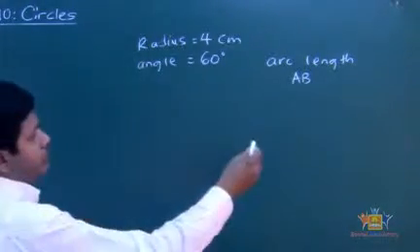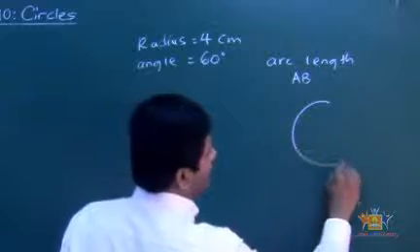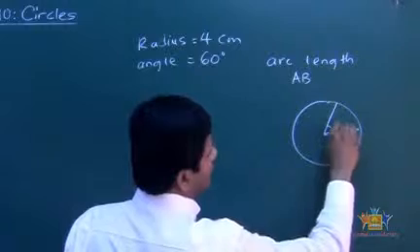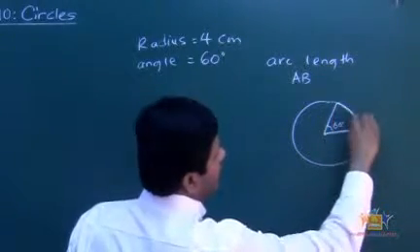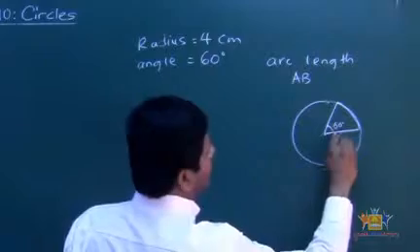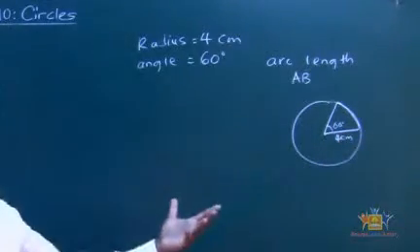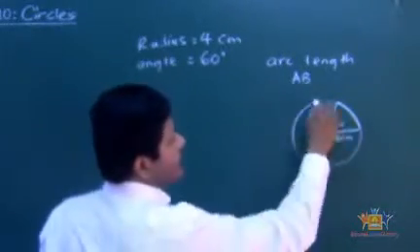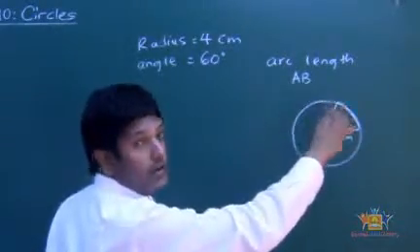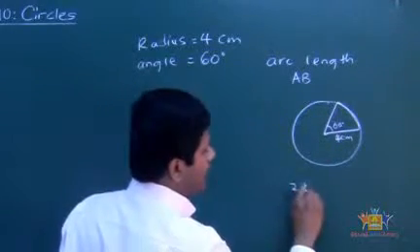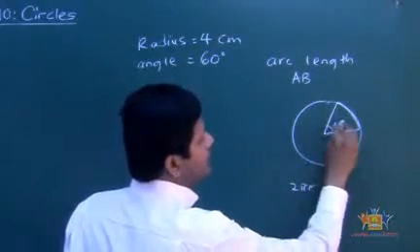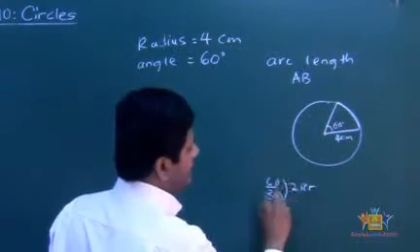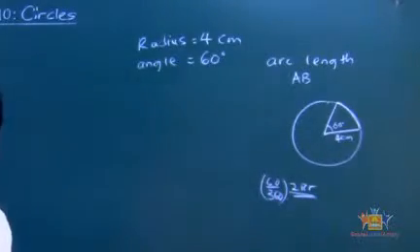If I had to express this as a circle, draw a circle with a center point right there, and this is the 60 degrees angle. We're looking for this arc right there, and the radius is given as 4 centimeters. Based on that information, can we find the arc? Yes, because the whole is the circumference, and the formula is 2 pi r. We want 60 over 360 of that circumference. So that's what we're going to do.